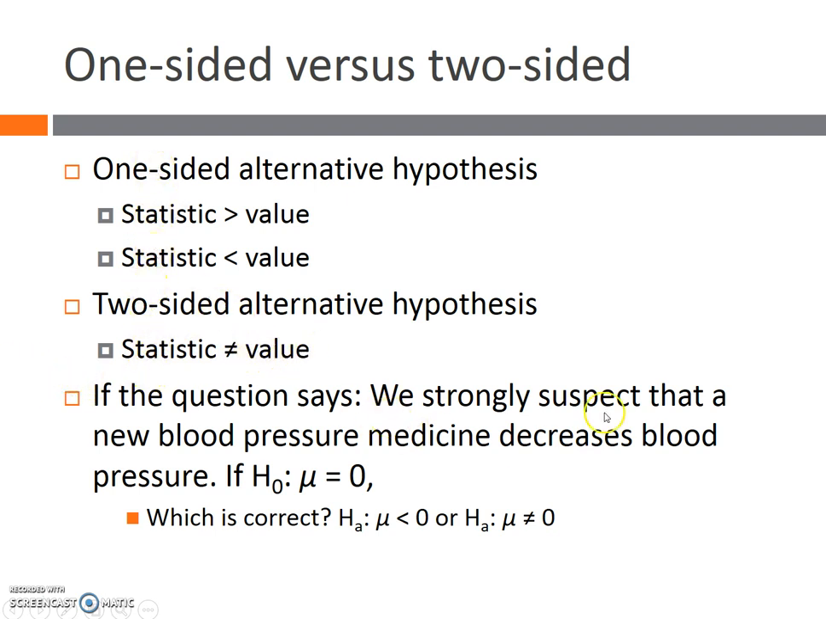So if the question says, we strongly suspect that a new blood pressure medicine decreases blood pressure, and the null hypothesis is that mu is 0, which would be the correct alternative? The correct alternative would be that it is less than, because we say that it decreases. So you have to be pretty good at reading the problem and understanding from the context what your hypotheses should be. In our next video, we're going to talk about p-value and what the heck that is and how you would interpret it.